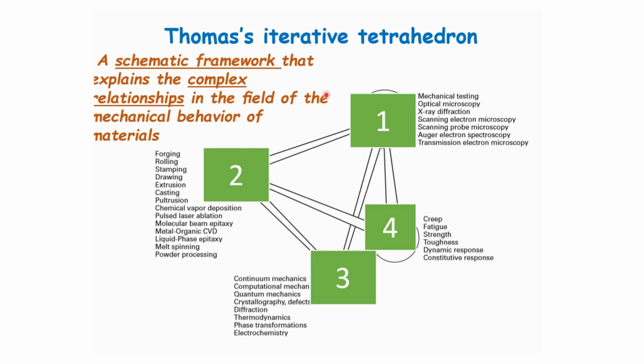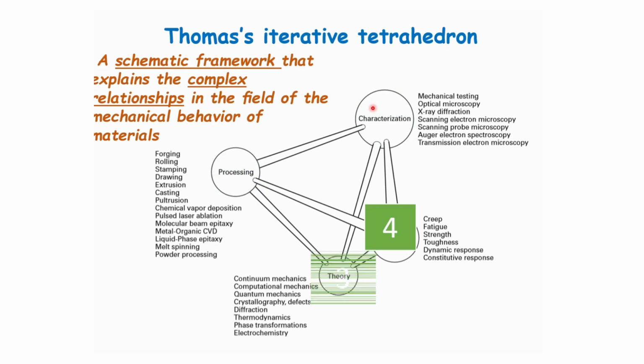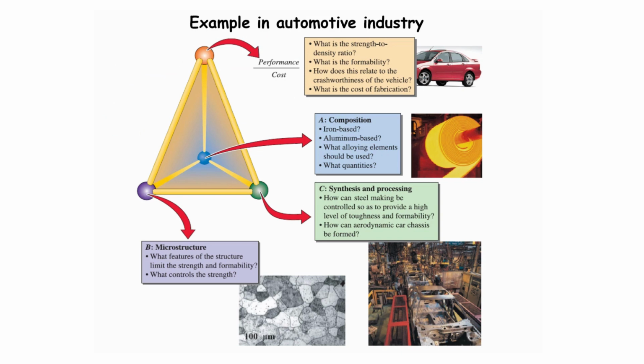For example, we have characterization, we have processing, we have theory, and we have mechanical properties. Each one of these, characterization, processing, theory, and mechanical properties, is interconnected to each other. Now we move on to an example of Thomas's iterative tetrahedron. Here we have an example of its application in the automotive industry.